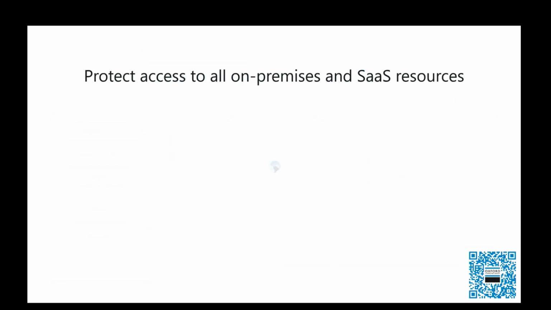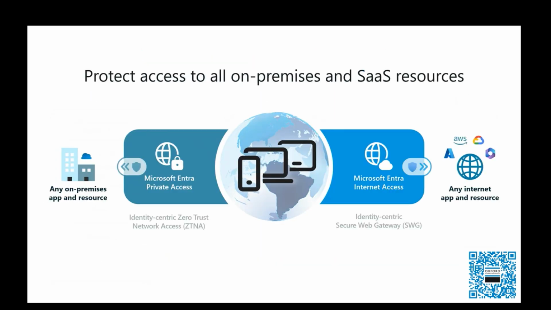Next slide, please. All right. So internet access and private access. I like this slide because it helps us determine which product does what a little bit more cleanly. Both of these extend conditional access to web traffic and on-premise apps, but the internet access is an identity-centric secure web gateway. So this protects against threats from the open internet and extends access policies to SaaS apps and internet traffic.